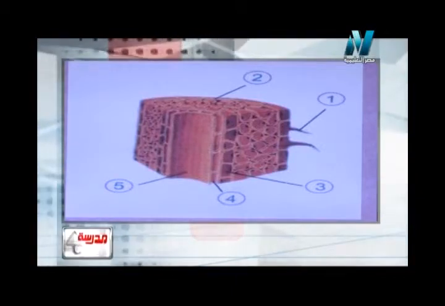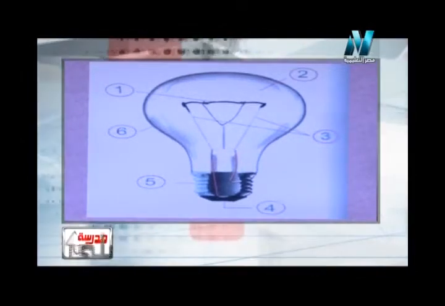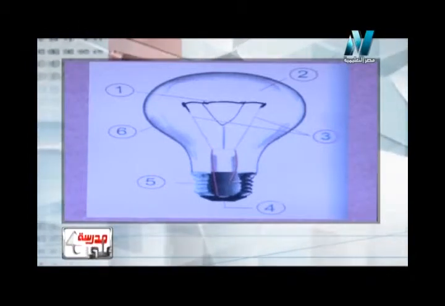Another labeling diagram, and it is very important, which is the electric lamp or the light bulb. The light bulb here contains these things. Number 1 is the filament, which is made of tungsten, and we know that the filament is made of tungsten because tungsten has a high melting point. Number 2 is the inert gas, which is argon gas. Number 3 is the 2 copper lead wires. Number 4 is a piece of lead.